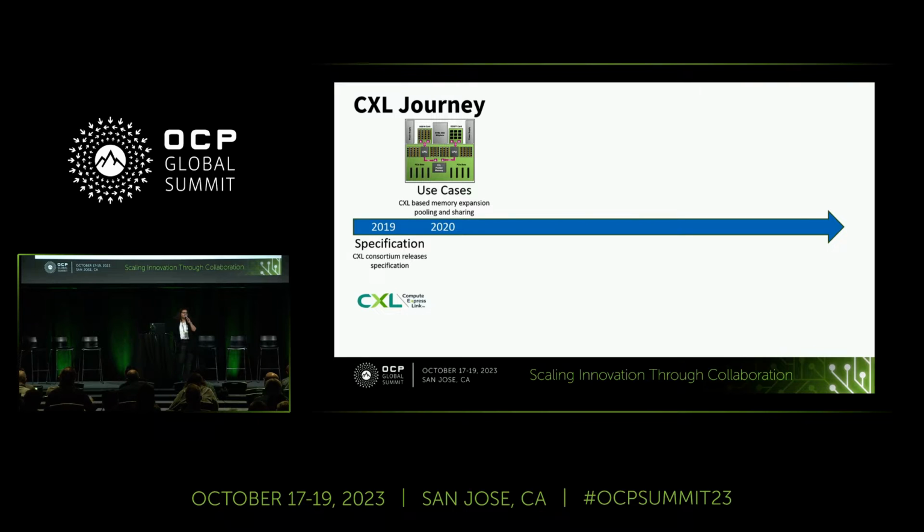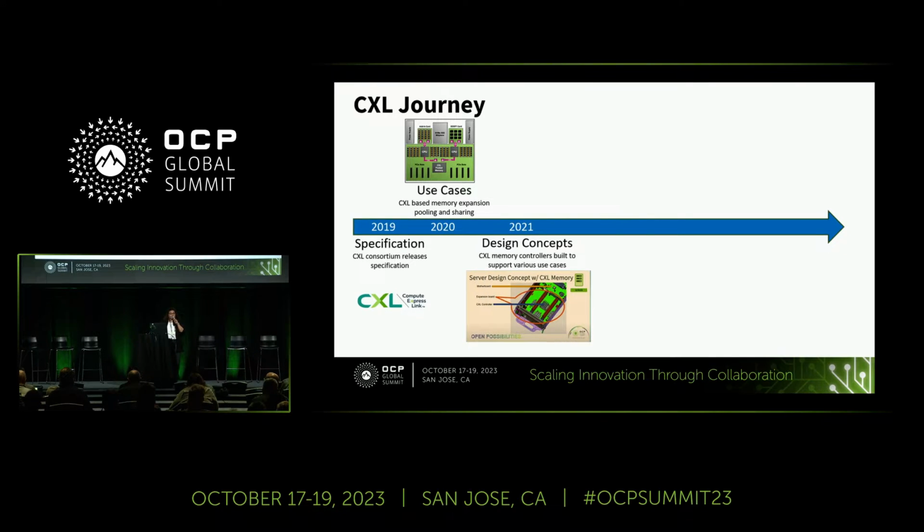2020, we were all looking at use cases. You know, you could do memory sharing, pooling, expansion, memory tiering, all kinds of stuff. 2021, we had design concepts, and the slide is actually from OCP 21, where we are looking at a similar design to what Kiran just presented earlier.